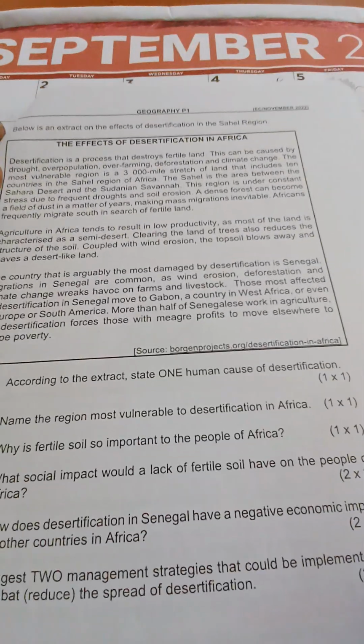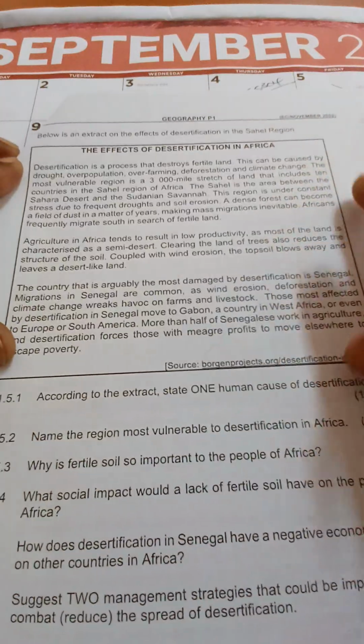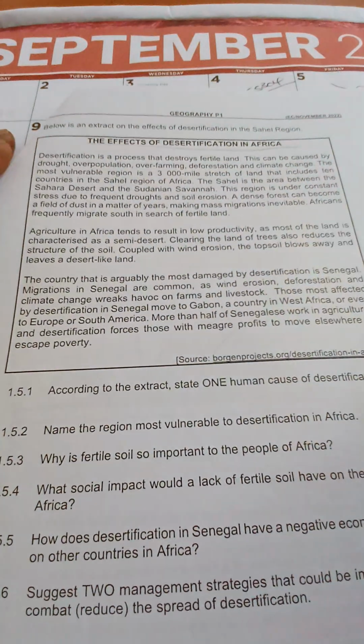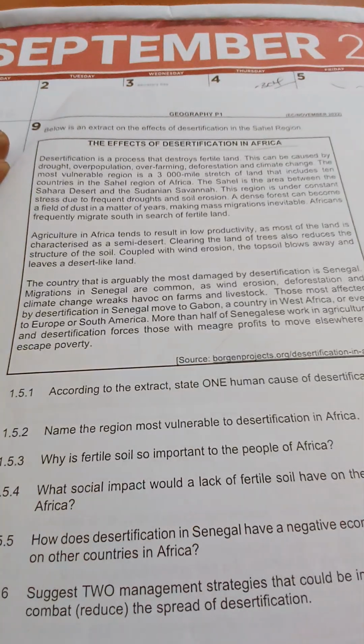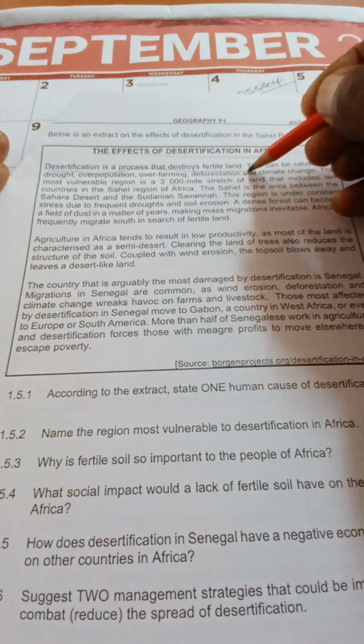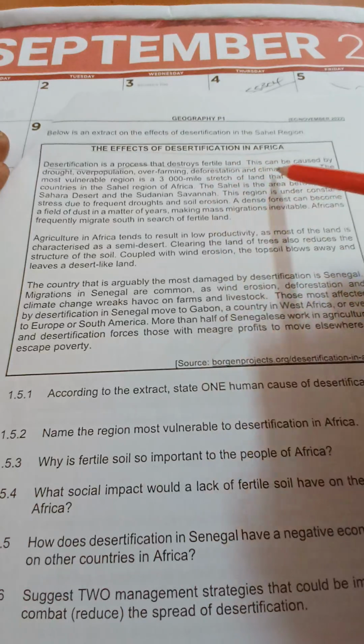The last part is about desertification. Refer to the extract on the effects of desertification in the Sahel region. The effects of desertification in Africa. Desertification is a process that destroys fertile land. That's the first thing you have to take note of. This can be caused by drought, overpopulation, overfarming, deforestation, and climate change.